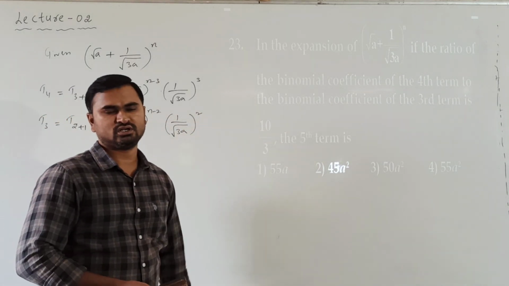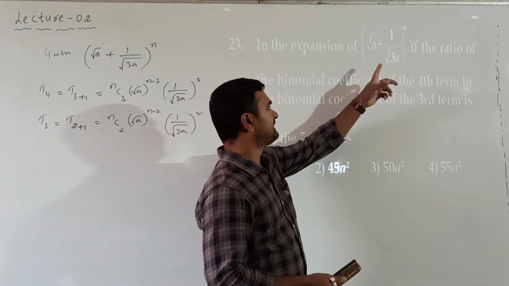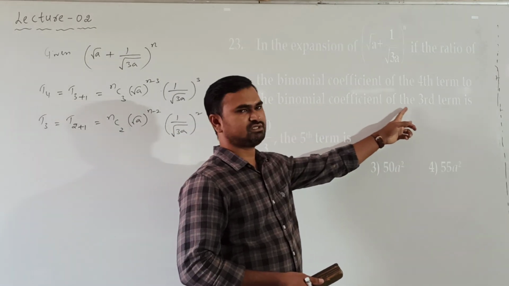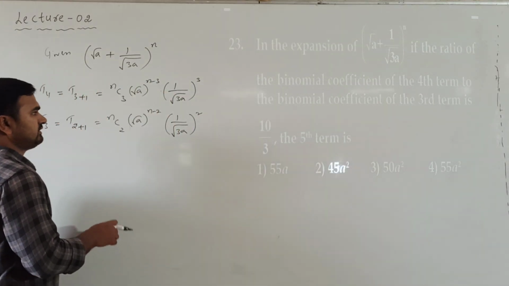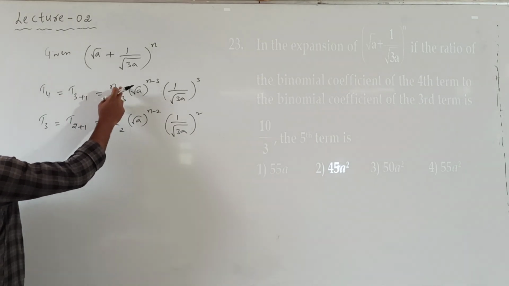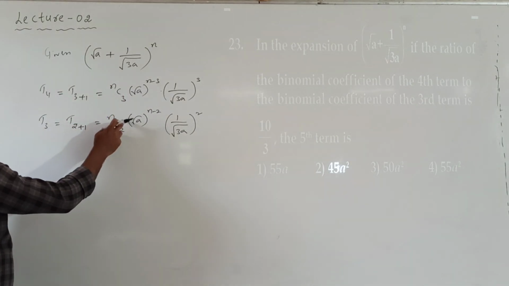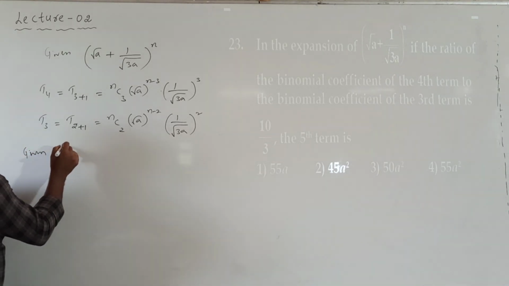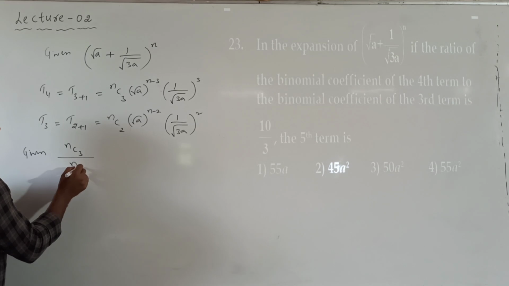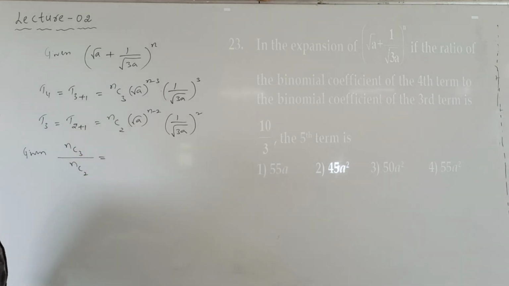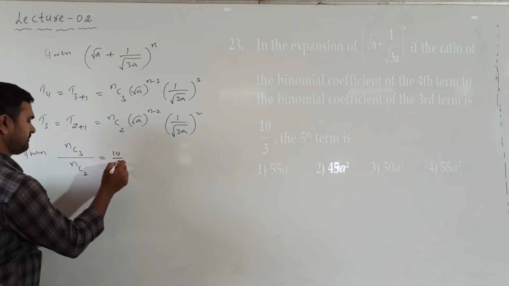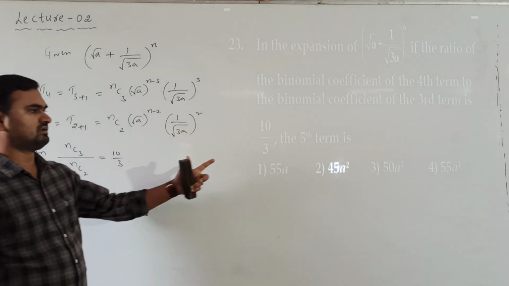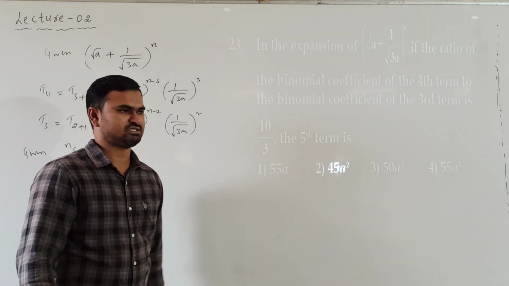Now we don't need the total terms. What we need is the ratio of the binomial coefficient of the fourth term to that of the third term. In the fourth term the binomial coefficient is nC3, in the third term it is nC2. So the given ratio nC3 divided by nC2 is 10/3. By solving this we can find n. After finding n, we have to find the fifth term in this expansion.